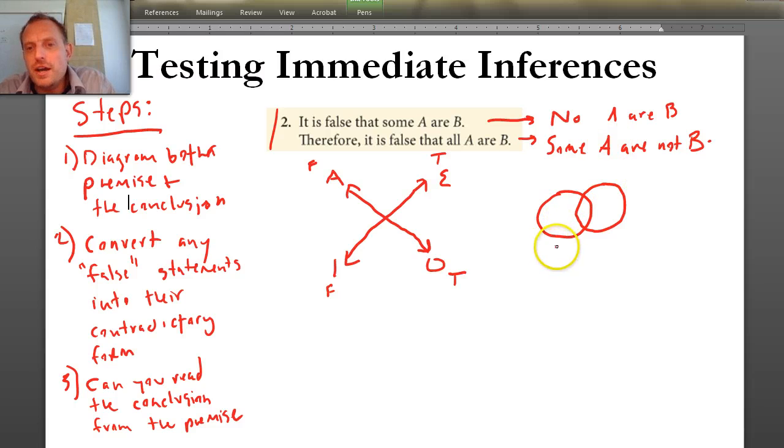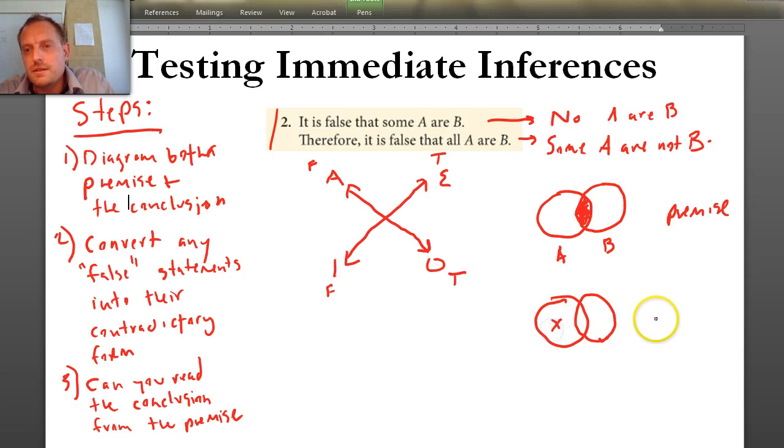Okay, the first statement, no A are B, and remember, always label, looks like this. No A are B. Okay. And then the second, this was the premise, and sometimes it's helpful to keep those straight if you need to. And then the conclusion was that some A are not B, which looks like this. All right, and this is the conclusion. Okay, so now we've done our second step. So the third step is, can you read the conclusion from the premise? Right, here's the conclusion, here's the premise. I cannot read the conclusion from the premise right now. Why? Because in order to read this conclusion, I need an X up here, okay?